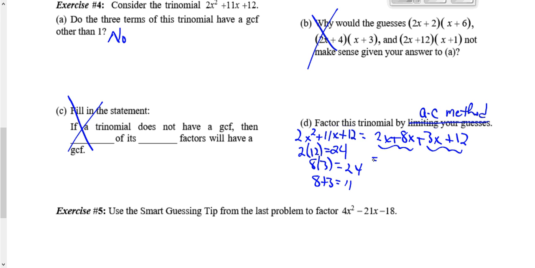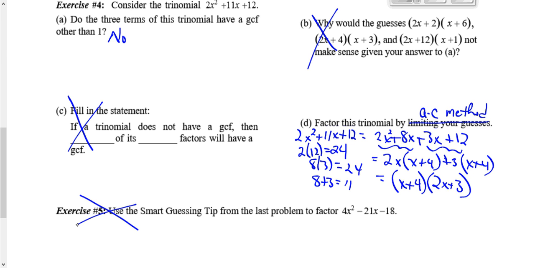Factor out of this first group 2x. That's 2x squared, by the way. That leaves x plus 4. Second group, factor out a 3. Same. So it's what? Okay? And we're going to skip exercise 5.